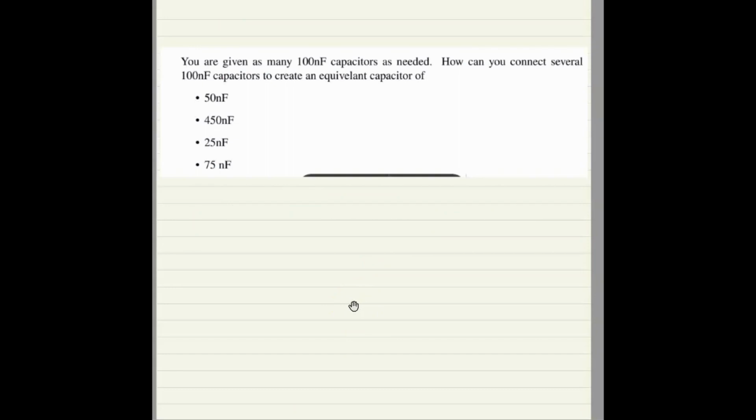This is the third problem, and the final problem for this presentation. You are given as many 100 nanofarad capacitors as needed. If you want 10, I'll give you 10. If you want 50, I'll give you 50. I'm going to give you as many as you want. How can you connect several 100 nanofarad capacitors to create an equivalent capacitance of 50 nanofarads, and then 450 nanofarads, 25 nanofarads, 75 nanofarads? You may want to pause the video and try this on your own.